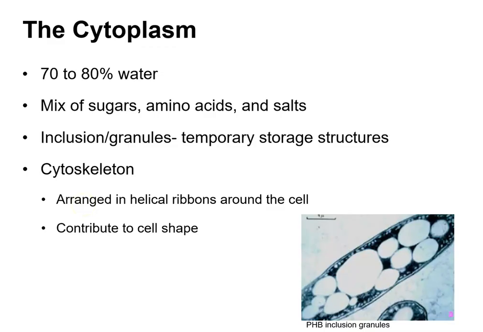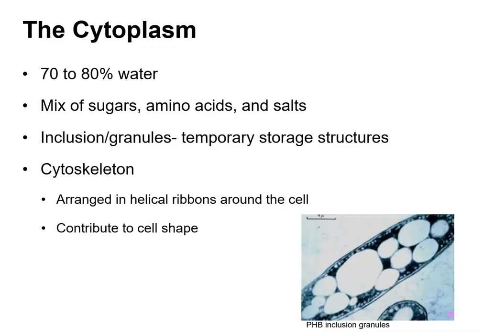Now, within the confines of the plasma membrane, we find the internal structures of the cell are bathed in a watery cytoplasm. So it says 70 to 80% of the cytoplasm is water. Prokaryotes lack membrane-bound organelles, so there's very little compartmentalization that occurs within the cytoplasm. Most of the biochemical reactions are going to happen here.